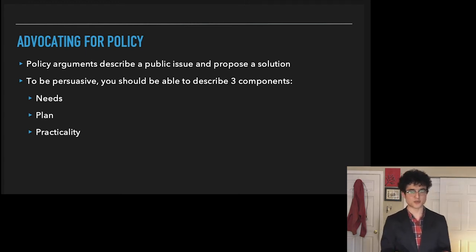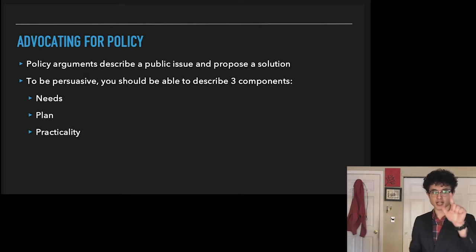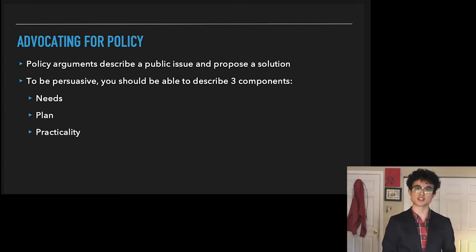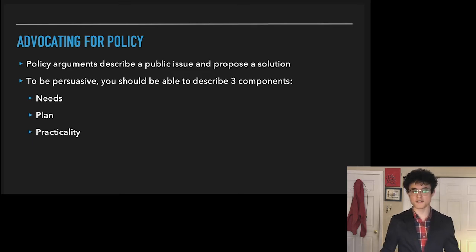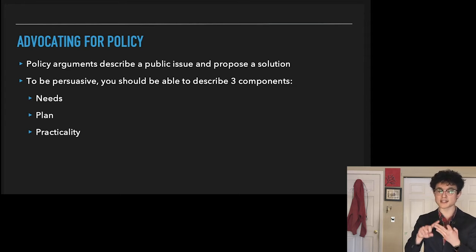In order to be most persuasive in your policy argument, you need to have 3 components: your need, plan, and practicality. And so this is one of those reasons that we talked about last week that policy argument specifically is so difficult. In addition to having to make a clear and cohesive argument with claims, evidence, and analysis, you need to have a cohesive policy that talks about need, plan, and practicality. So in order to be most persuasive in your speech itself, you need to be able to describe the public issue, describe your policy, and then connect that policy solution to the issue.